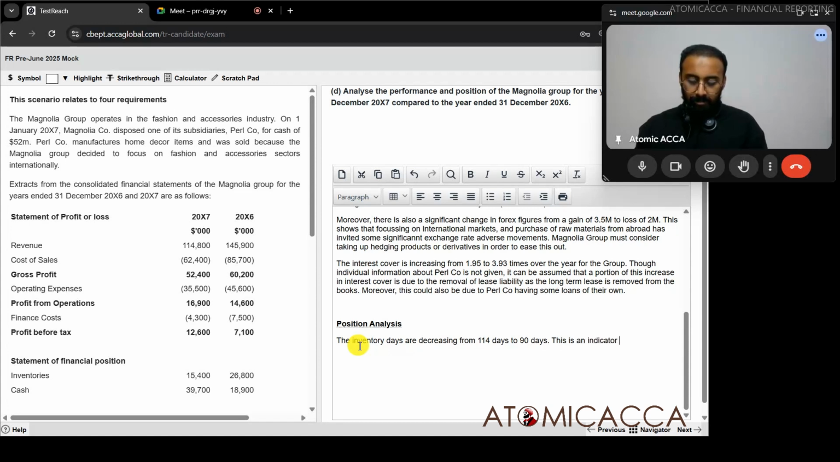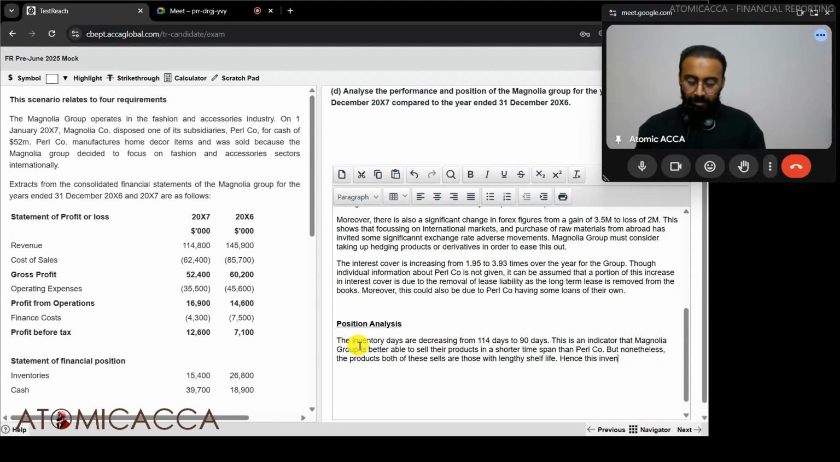This is an indicator that Magnolia Group is better able to sell their products in a shorter time span than Pearl Company. But nonetheless, both of these sell products with a lengthy shelf life. Hence, this inventory days is not a major concern for a company within this fashion or home decor industry.